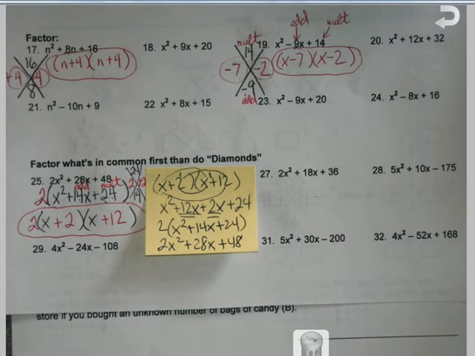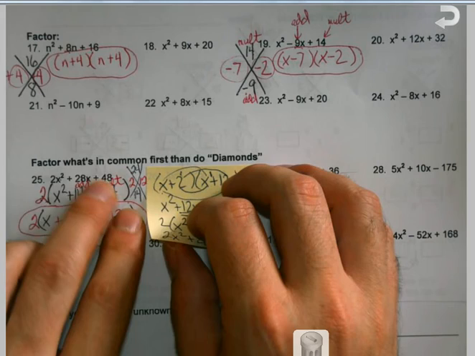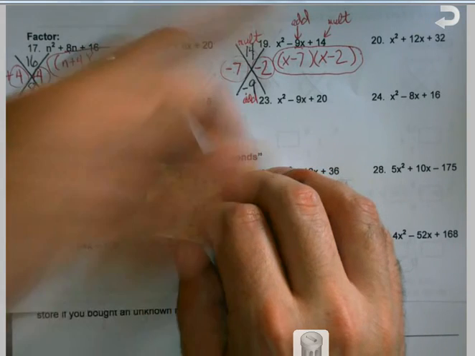Sure. Okay. But on 25 through 32, you have to take that first number out first, factor it out, then do the diamond on what's left. If you're visual, do the diamond. If not, just put the add and multiply parts at the top and do it.